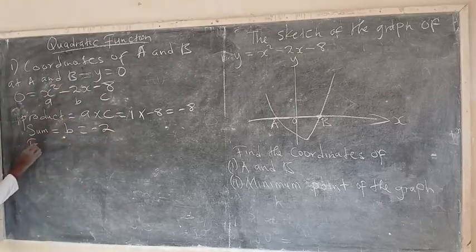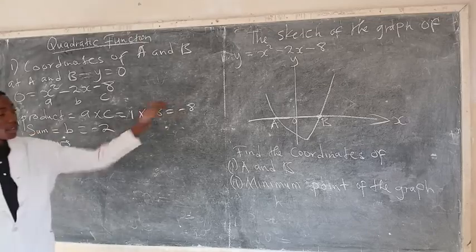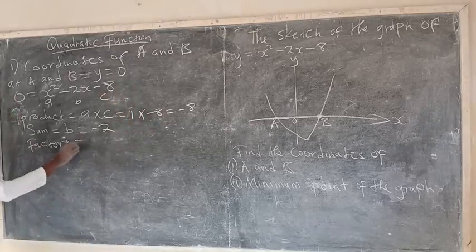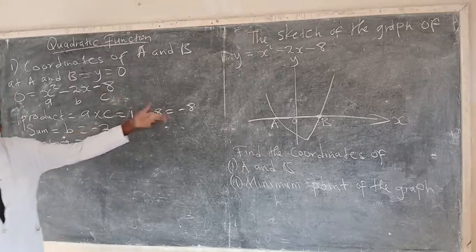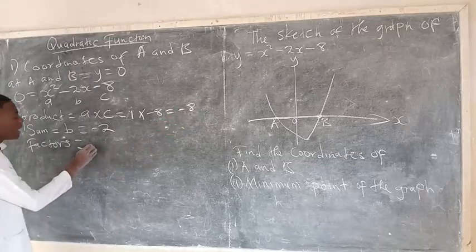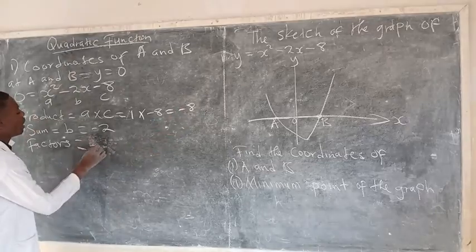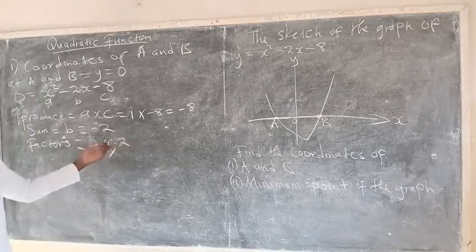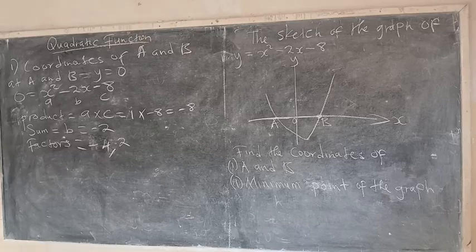Then our factors are numbers which when you add them, they are going to give you negative 2, but when you multiply them, they should give you negative 8. What are those numbers? You will realize that the numbers which you can add to give you this, but multiply to give you this, are negative 4 and positive 2. So these numbers, when you add them, you will have your sum. When you multiply them, you will have your product.